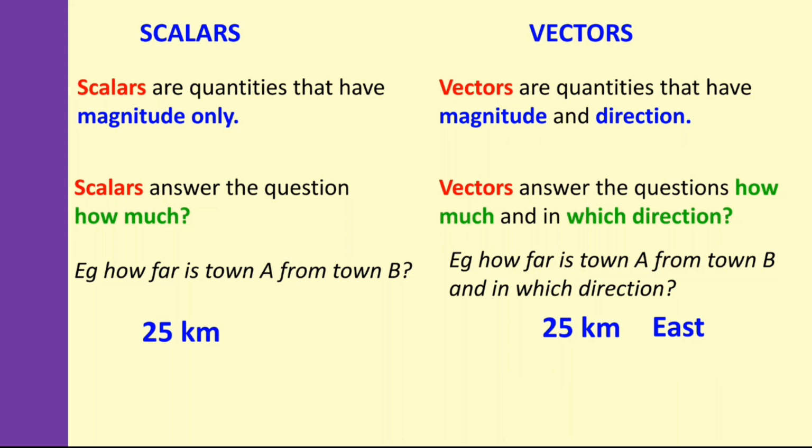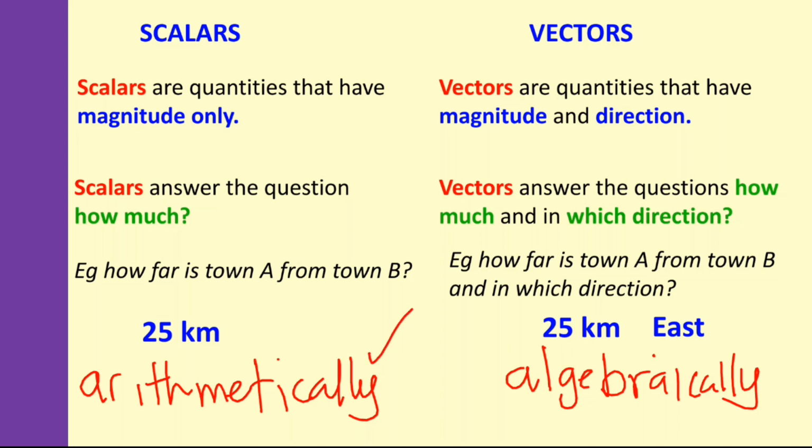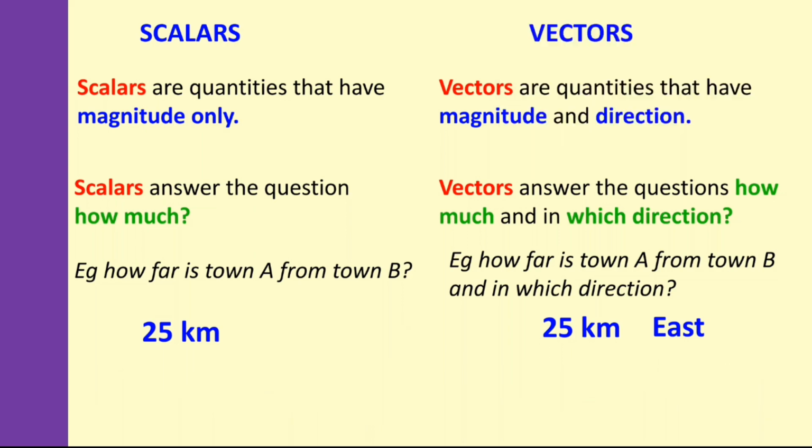Obviously, if you look at how to add scalars, since scalars have no direction, you just add them arithmetically. Arithmetically means you just stack them on top of each other. You add them like that: 25 plus 5 plus 4. But vectors, you're going to have to add them algebraically. We'll talk about adding vectors in another video. Algebraically means you're going to add some positive and negative numbers. You're going to have plus 2, minus 6, and so forth. That will be the difference. So scalars are added arithmetically. Vectors, you add them algebraically.